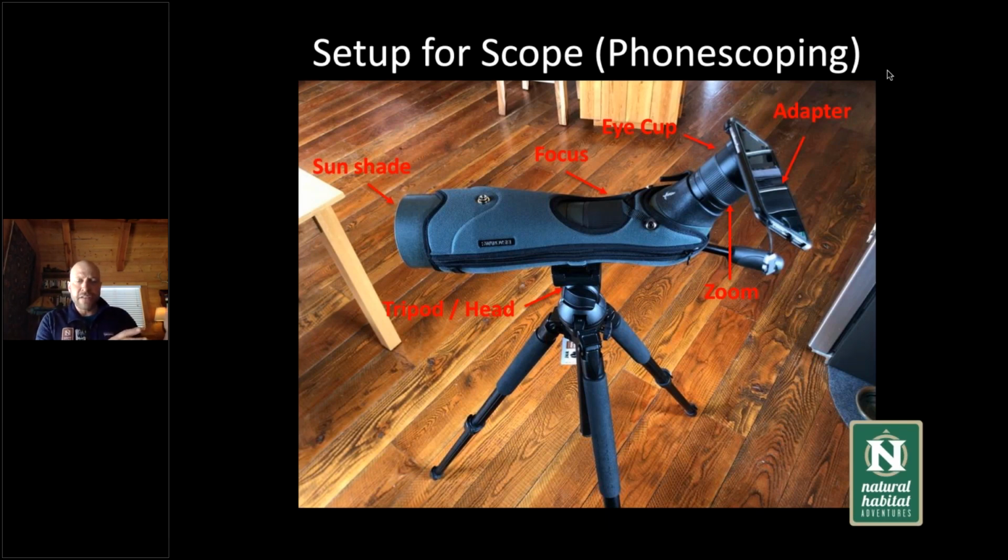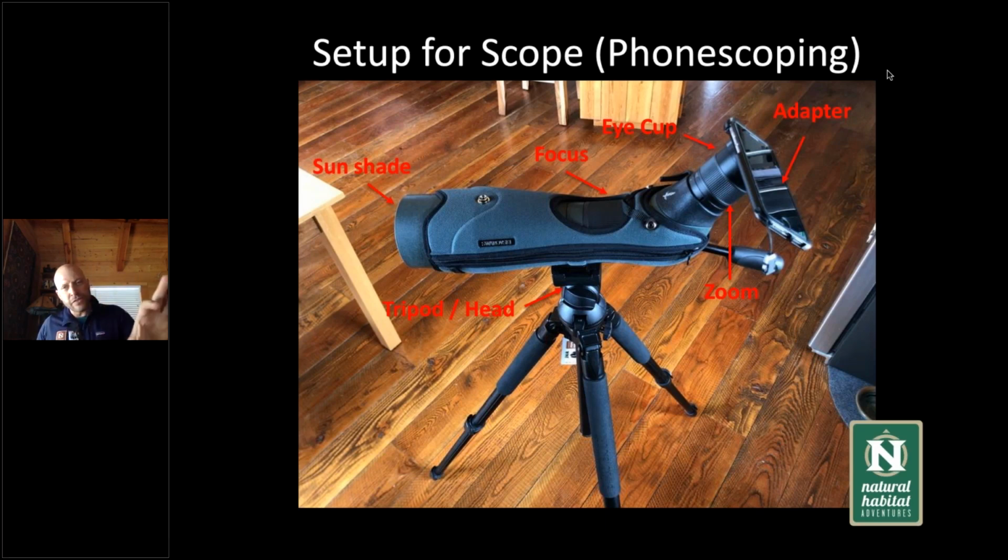The sunshade is very important. Any light that happens to be cast, whether it's from an overhead light in your home or the sun outside, will actually reflect off that lens and can impact your image. So you want to make sure your sunshade is out. You want to have a tripod. It's critically important when phone scoping. And you want a tripod head that both vertically and horizontally adjusts. So we'll talk about that.